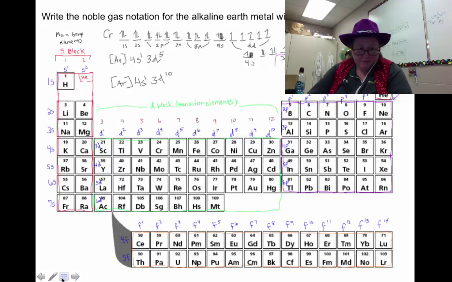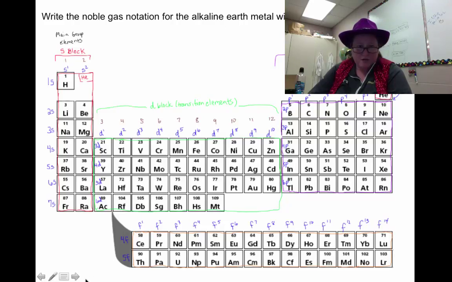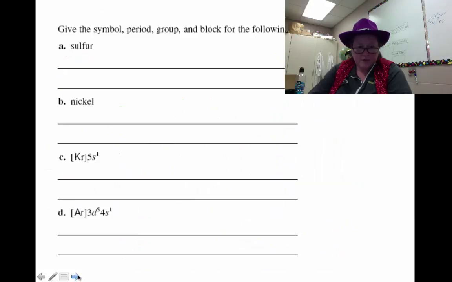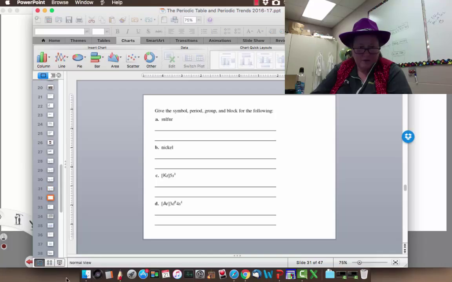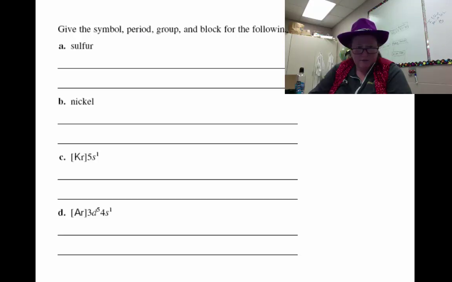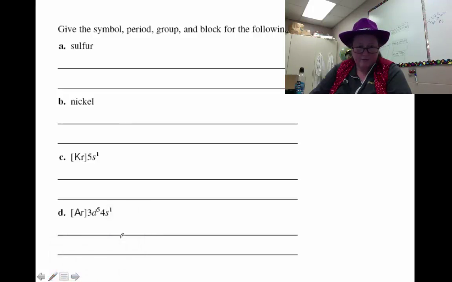Alright, the last thing that we talked about during this lesson was students answered these questions. Give the symbol, group, let me get my pen again. Give this, why is it red? Oh, geez Louise, bear with my messiness again, please. I don't know how it turned red. I don't want it to be red. I want it to be blue.